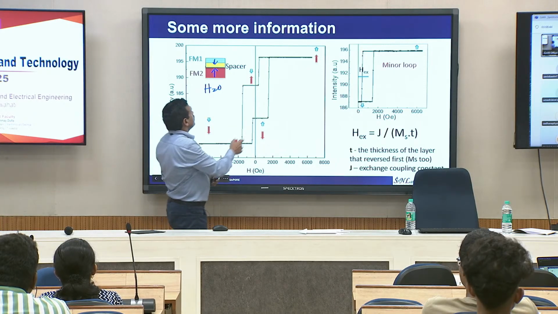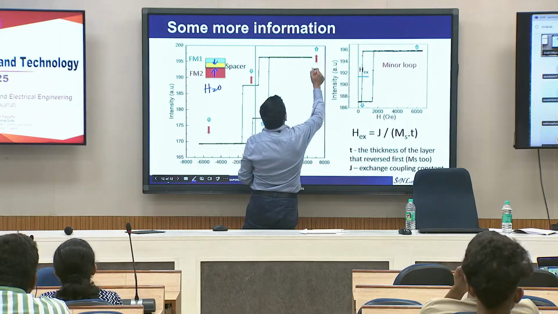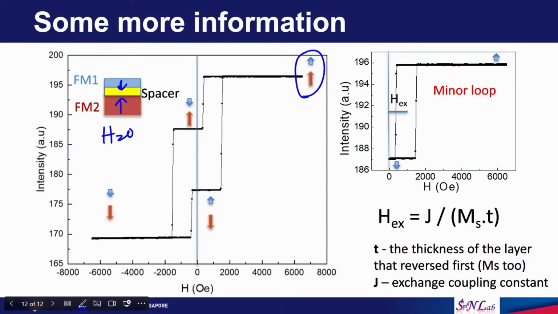At very high field, the magnetizations of the two layers are parallel. When you come closer to 0, the exchange coupling between the two layers makes one of the layers flip, so you will see the magnetization drops here. This is the region at which the magnetization flips from pointing up to down. Then when you go further, both layers again point in the same direction.